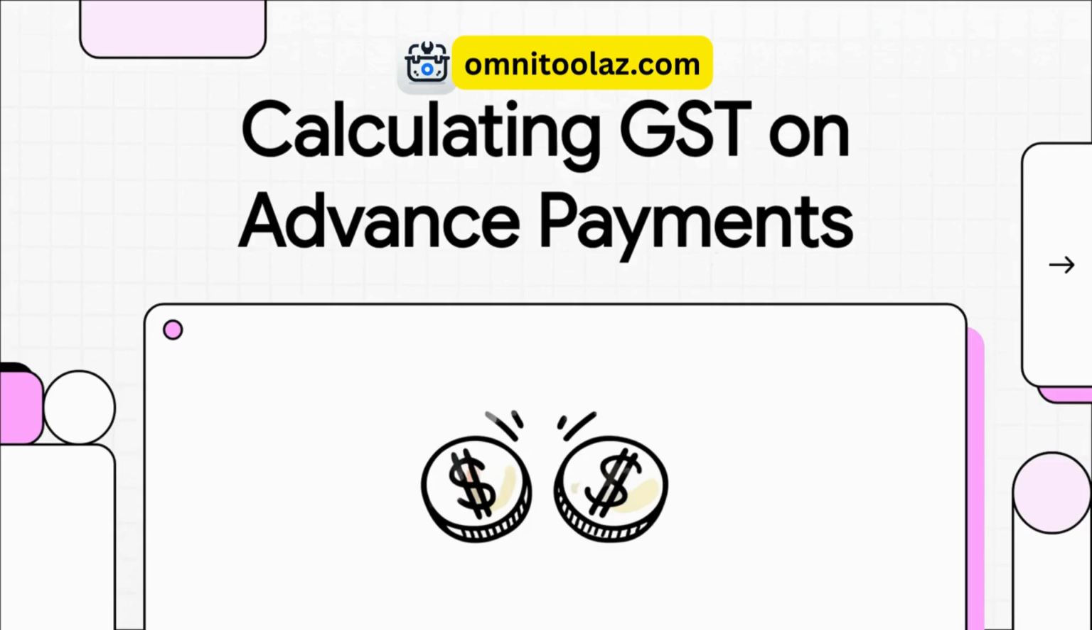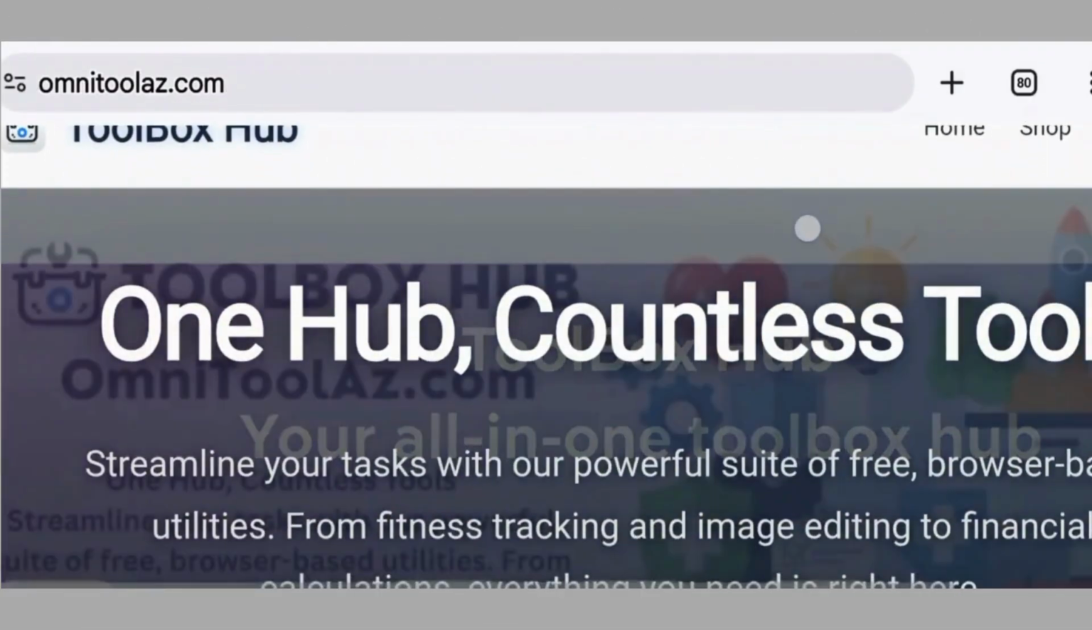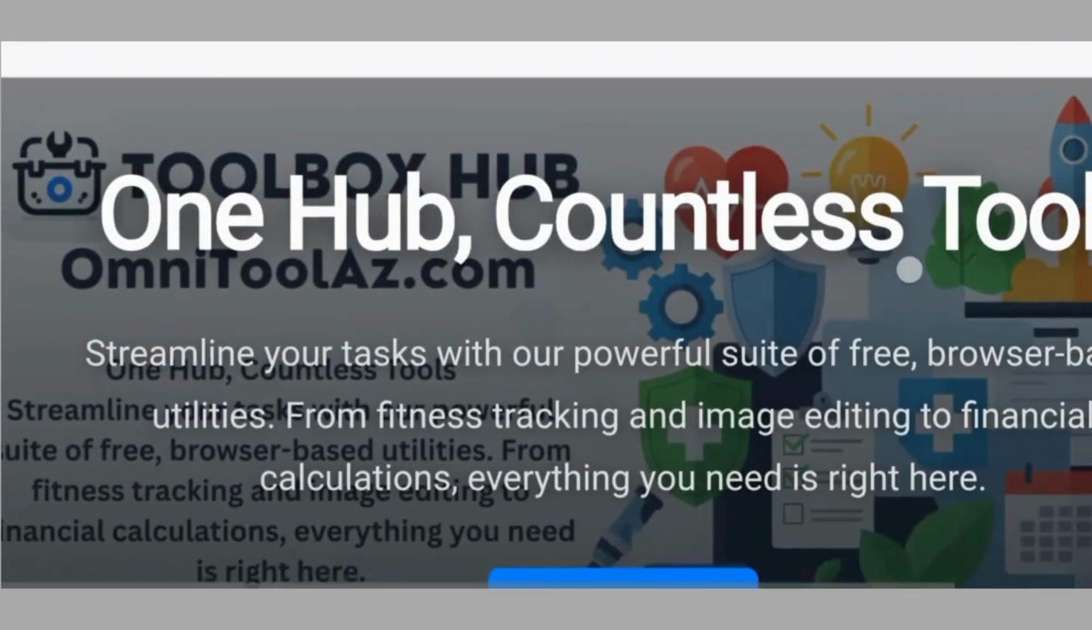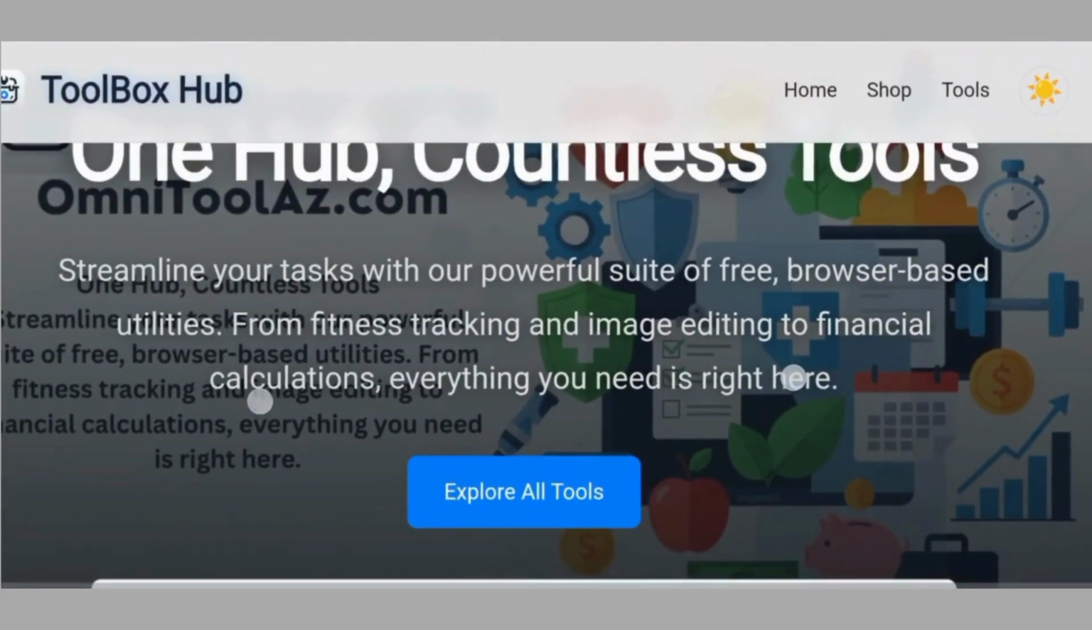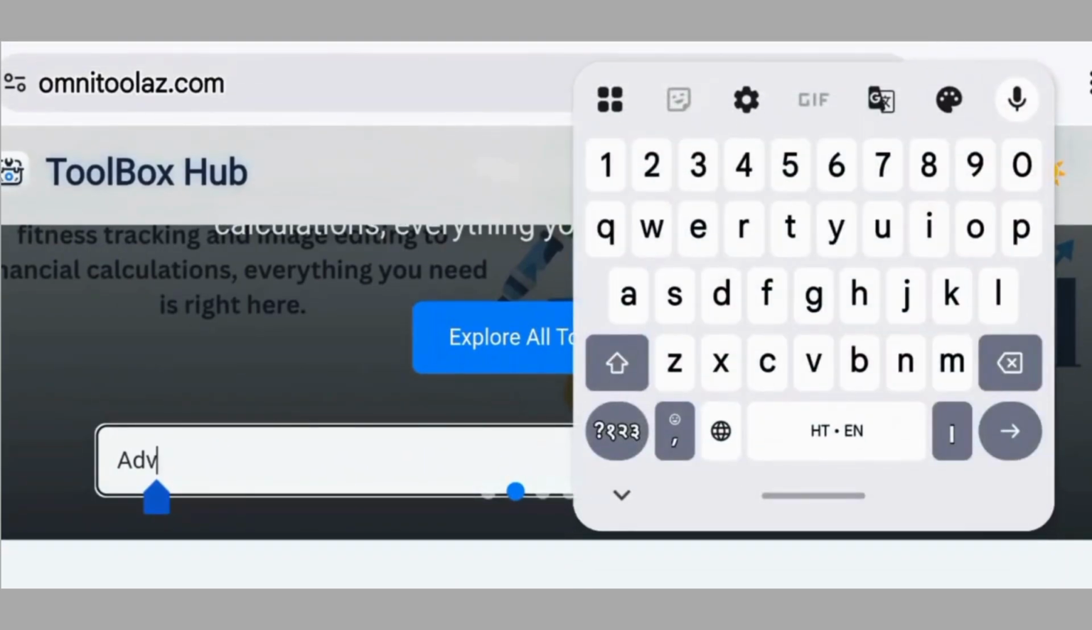And this right here is the hero of our story, the Advance GST Calculator. It's a beautifully simple online tool, and its entire job is to solve that very specific and very common business problem without any of the usual fuss. So, you might be wondering, what's the big deal? Why do businesses, freelancers, and pretty much anyone who gets paid up front need a special tool just for this one tax calculation? Let's dive in.